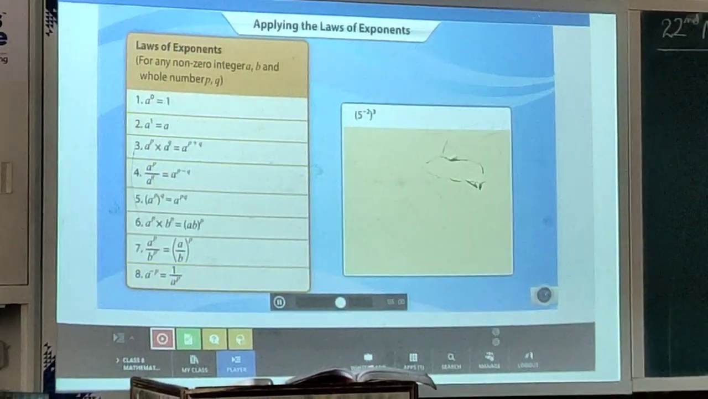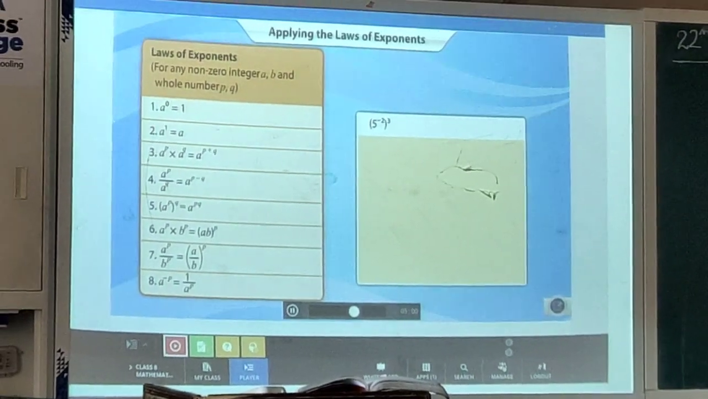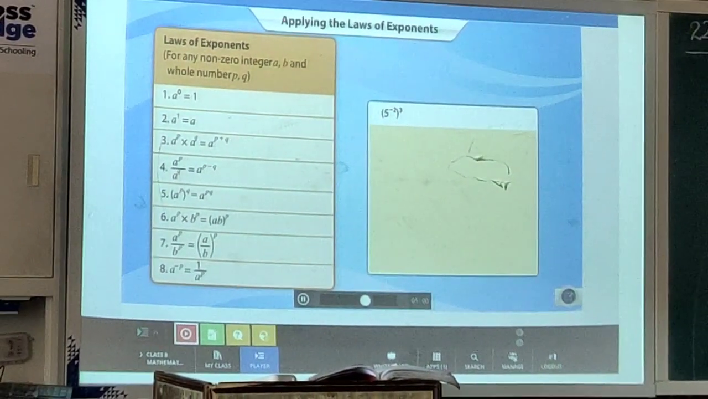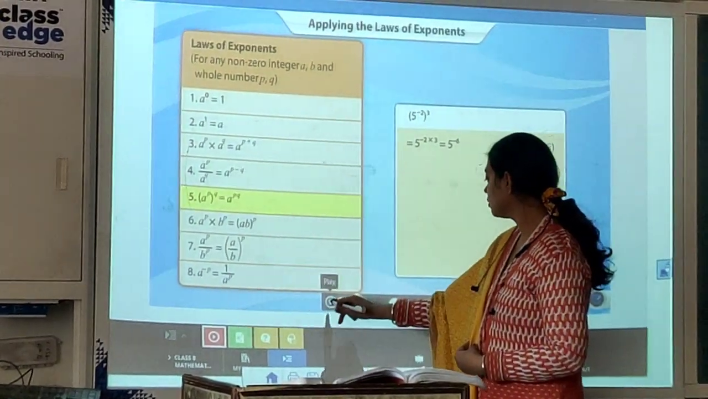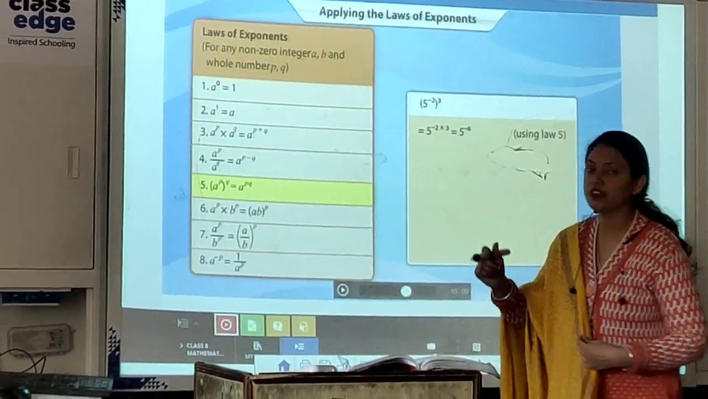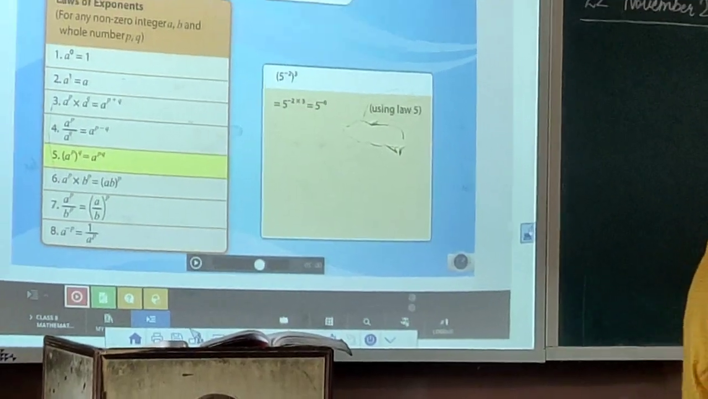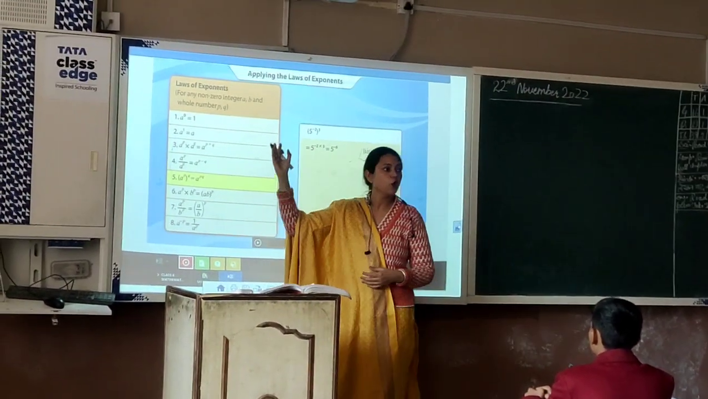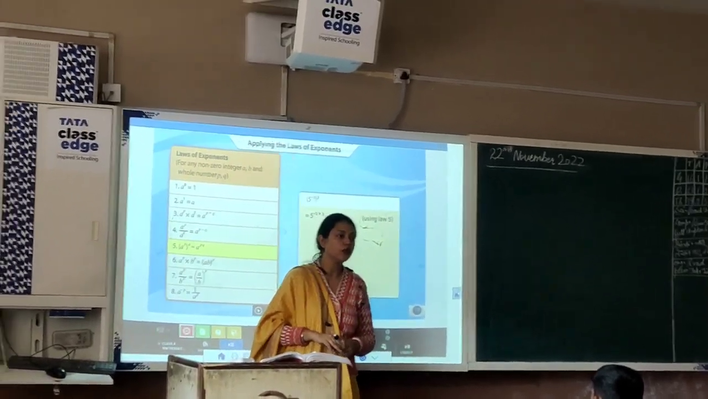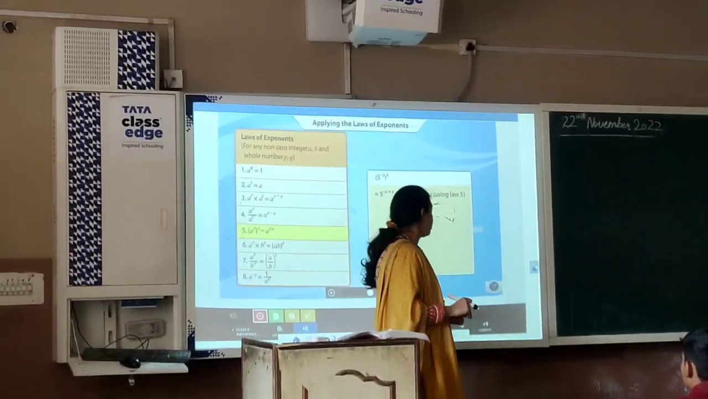Let us now take 5 to the power of negative 2 and raise that to the power 3. Law 5 tells us... I'm going to pause it. First I'm going to explain the laws, then we will do examples. Now dear students, these are the important laws. With these laws, you are able to solve the questions based on exercises.